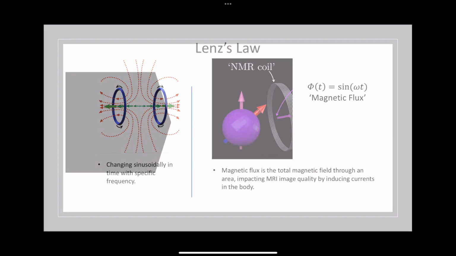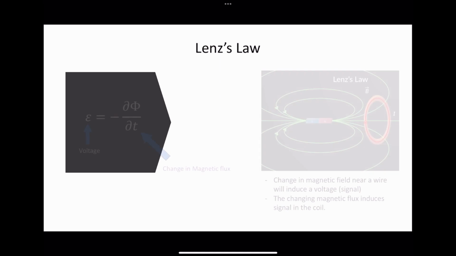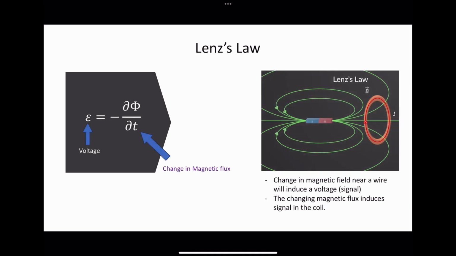Lenz's law demonstrates how a change in the magnetic field near a wire induces a voltage, or a signal, in the wire. This principle is crucial in NMR imaging, where the changing magnetic flux due to spinning protons induces a voltage difference in the coil. This induced voltage serves as the basis for detecting the NMR signal of protons, allowing for the creation of MRI images.